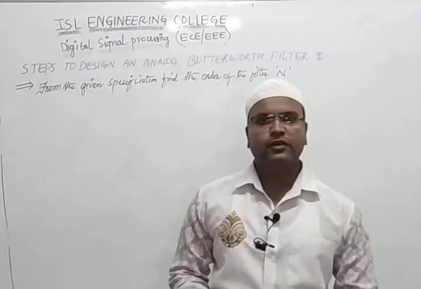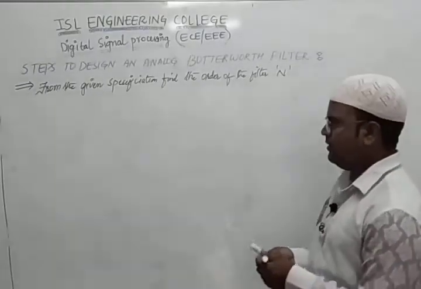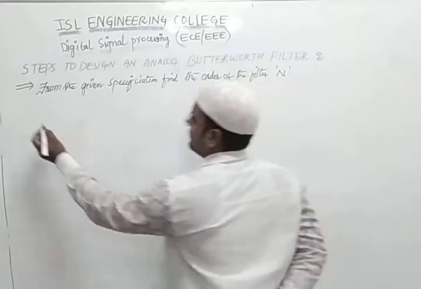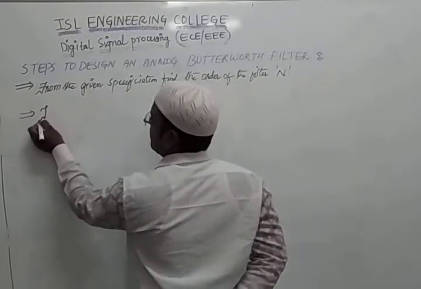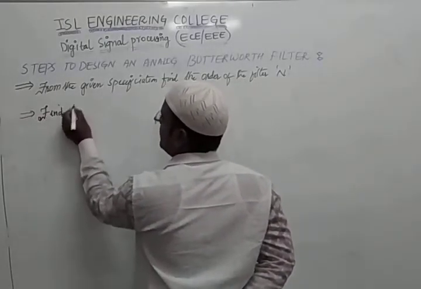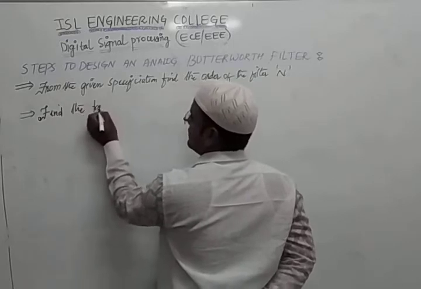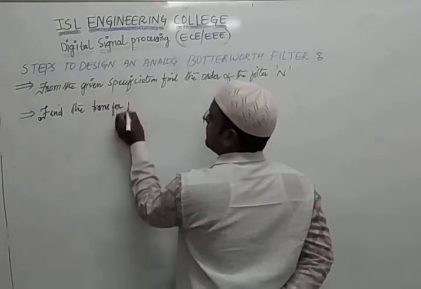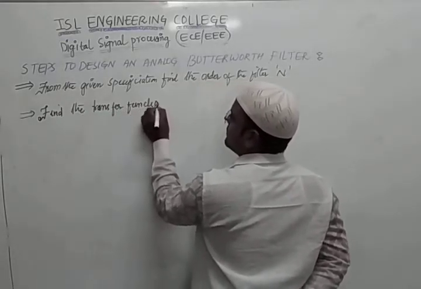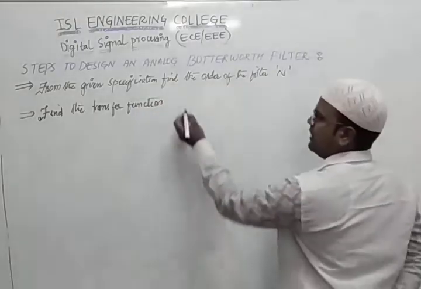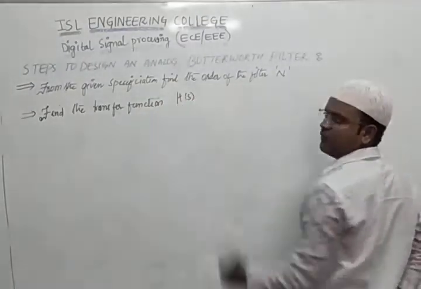Next, after knowing this, what will we find? The second step is to find the transfer function. So what is the transfer function we have? We have H of s, and H of s we need to find.